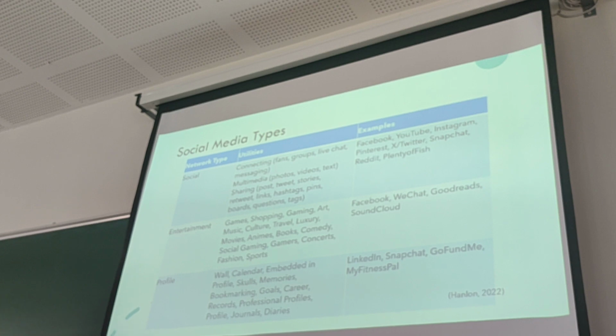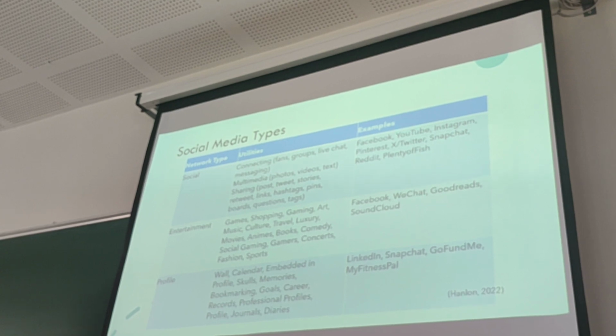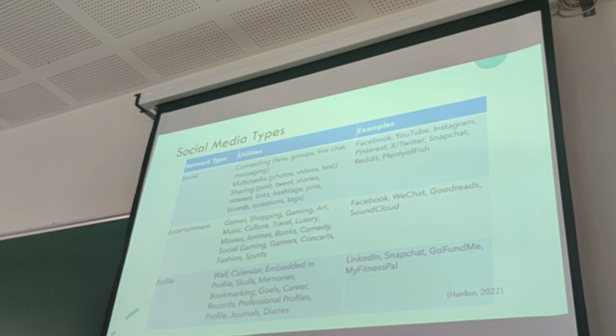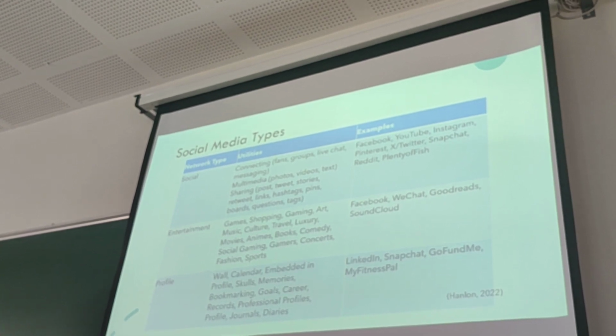And then there's ones that are based on profiles. So the main feature of the network is about your profile and getting traction from that. They'll have a wall that people will go look at. They might help your career, so you might have professional profiles, also your journals or diaries. When social networks first started, LiveJournal was a very popular one, where people would write their daily diary and others would go and read it.